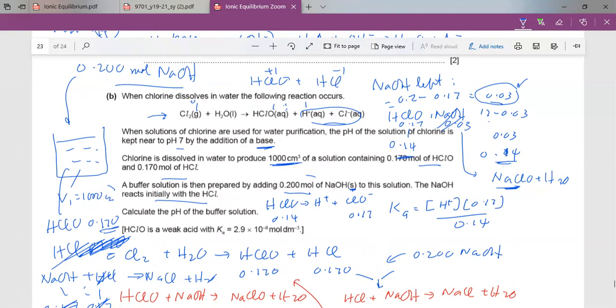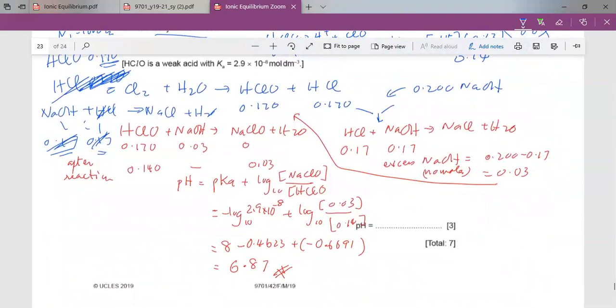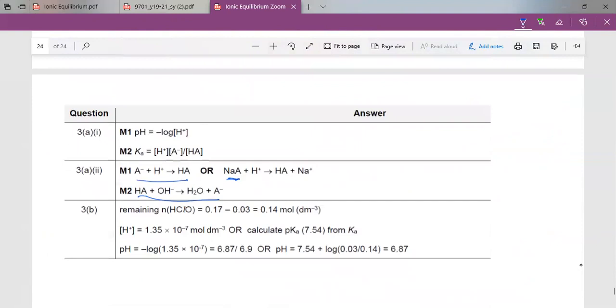So how much of the salt is there? This salt is from 0.03. This is the salt, and this is your unreacted acid. So what's the pH of this buffer solution? The salt is 0.03 over the unreacted acid, 0.14. You can work it out, it's 6.8.